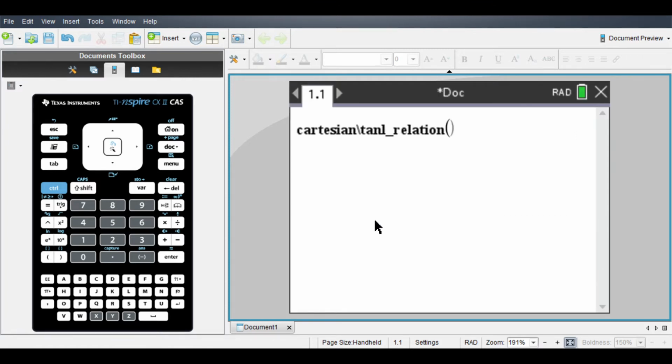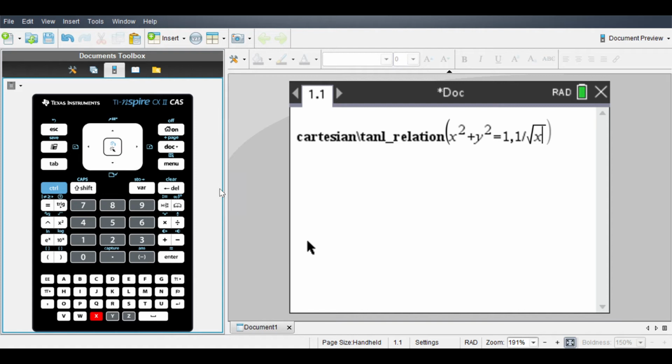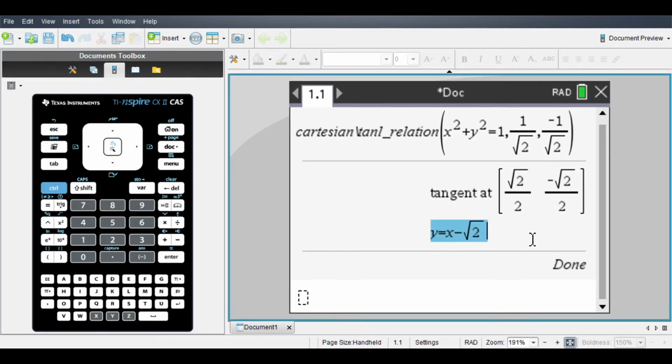So first, you need to specify the relation. And I'll just use a circle for demonstration. Then you need to specify a point on the relation. For example, it can be 1 over root 2, negative 1 over root 2. Then it'll tell you that the equation of the tangent is y equals x minus root 2. This line is completely optional. Right, so with that in mind, let's start programming.